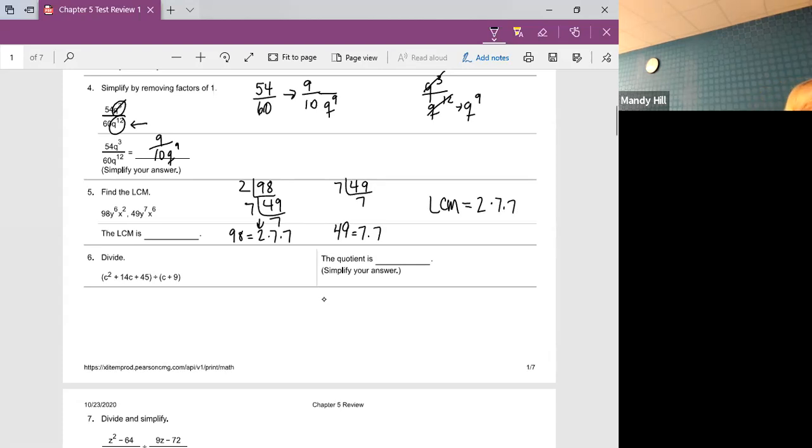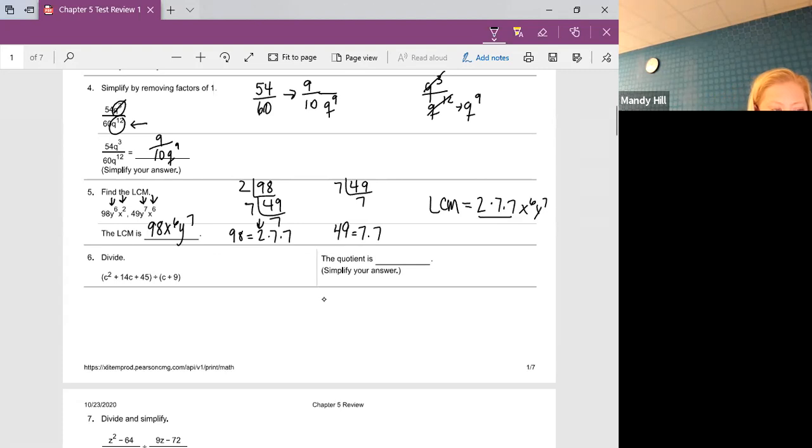Now we want to look at the variables. Okay, I'm going to start with x. I've got an x squared compared to an x to the 6. Well, x to the 6 would win. It's bigger. I've got a y to the 6 compared with y to the 7th. Well, y to the 7th would win. So now we want to multiply this. 2 times 7 times 7. That's going to get me 98. X to the 6, y to the 7th. Okay.